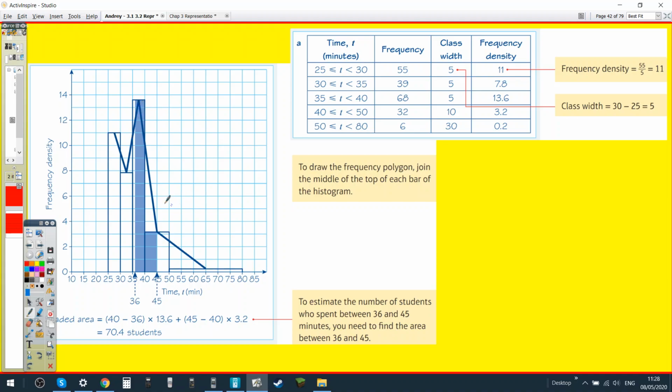So that's the straight line in the middle. That's our bars. Frequency density. Yeah. And it was roughly 70.4 students. So they left it at 70.4. Okay, grand. Yep. Any questions about that? No.